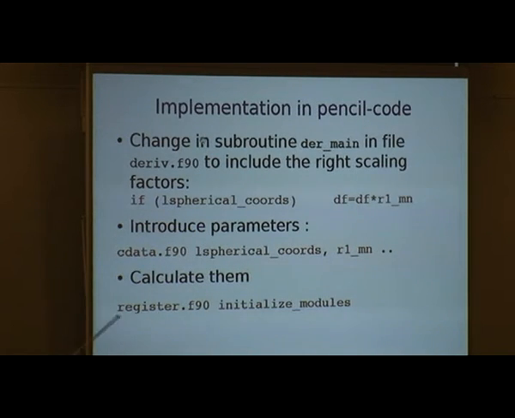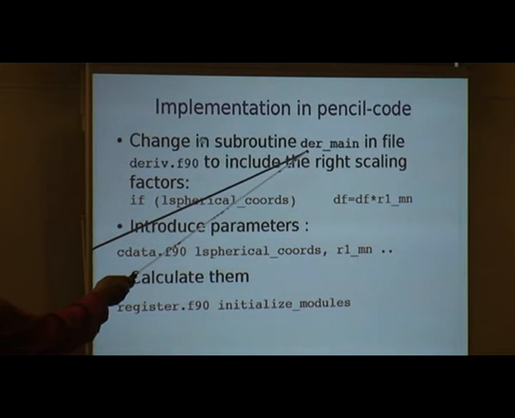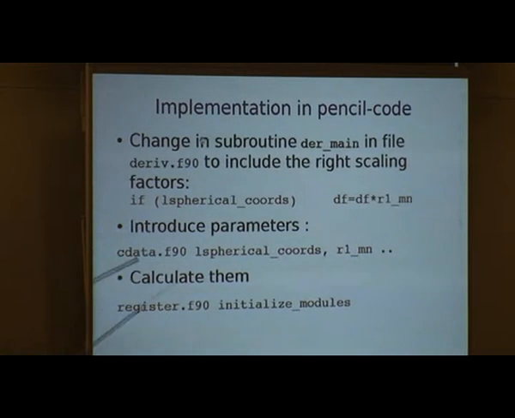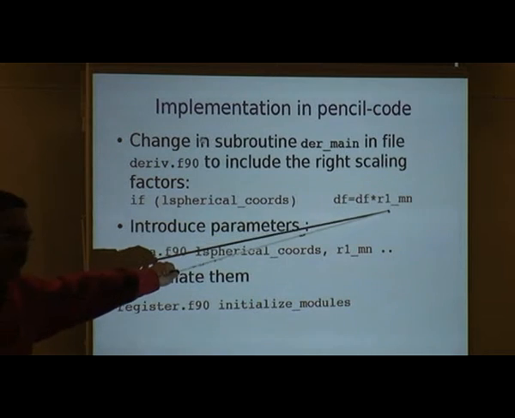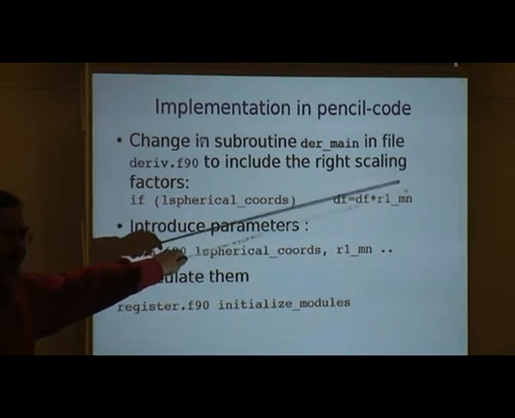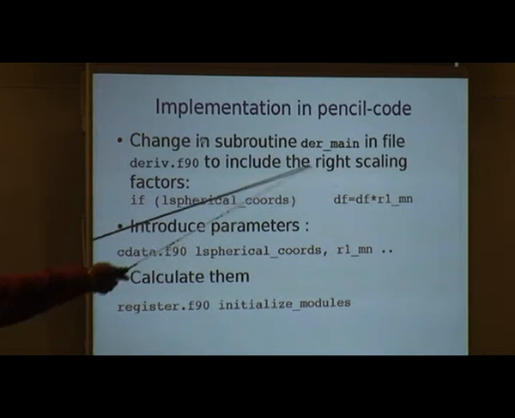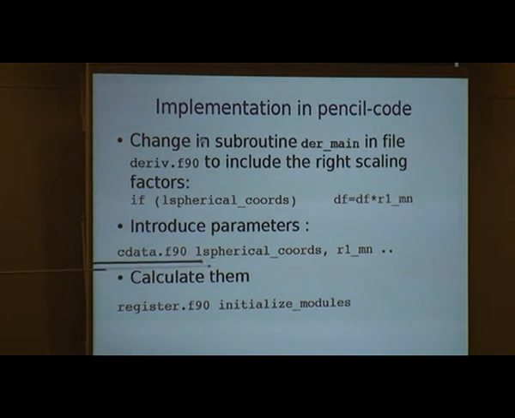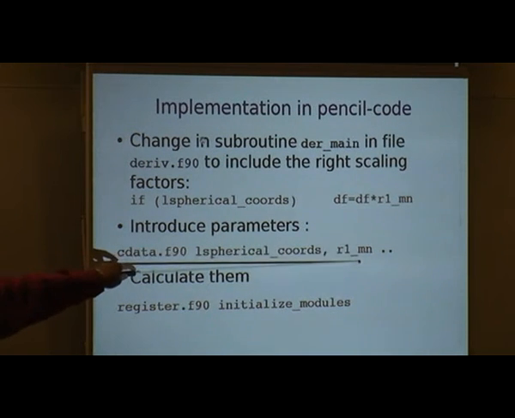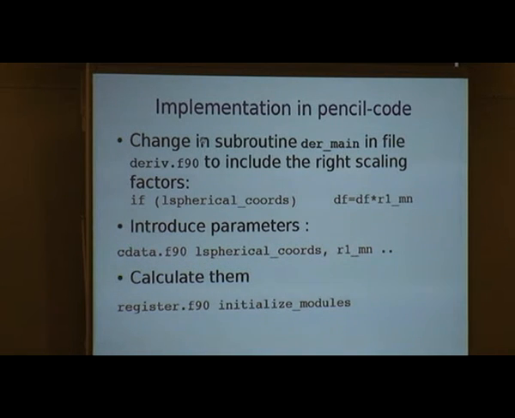The first thing to do would be to go to deriv.f90, look at the subroutine which actually takes the derivative, and add a line something like this: if there are spherical coordinates, then scale it by the right scaling factor. R1 ln is just 1 over R. You will then notice that this factor has to be defined somewhere. The logical variable lspherical_coords is defined in cdata, as is 1 over R and several other quantities like cot theta and sine theta. Then you register them in the initialize modules, you calculate them, and you are ready to go.